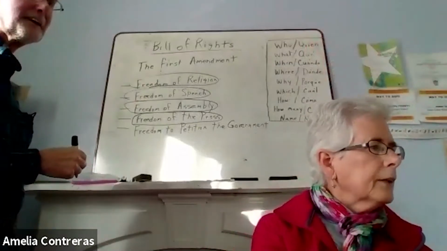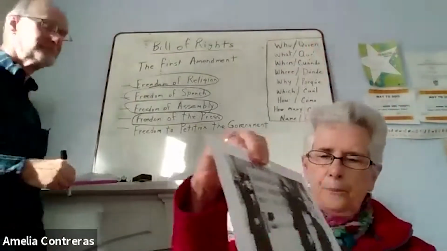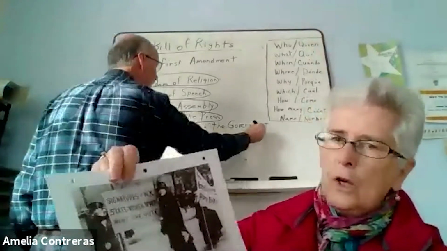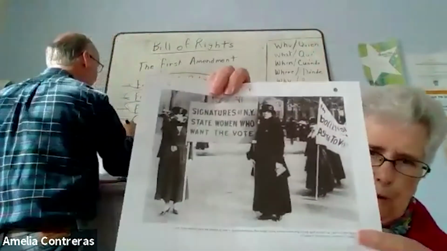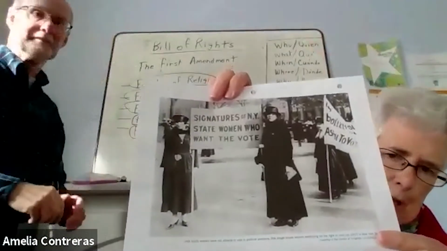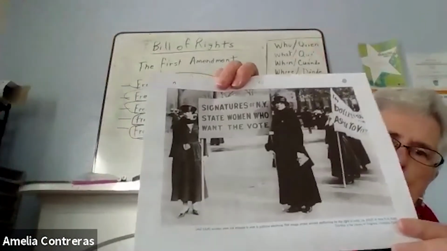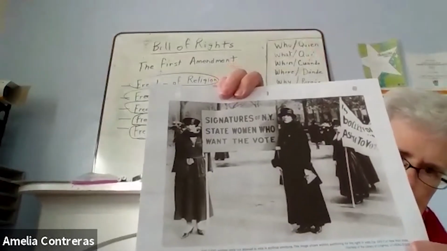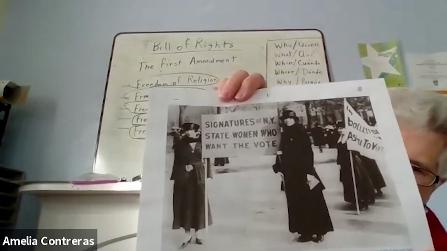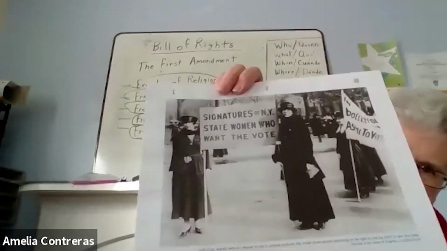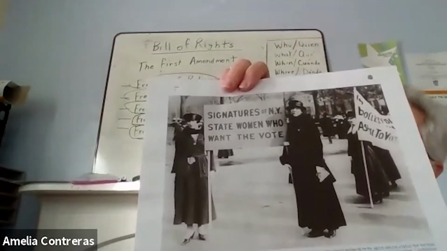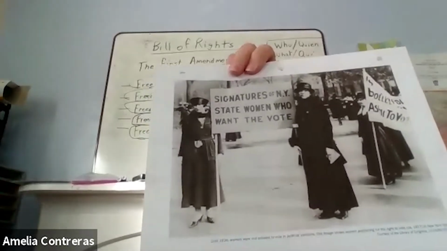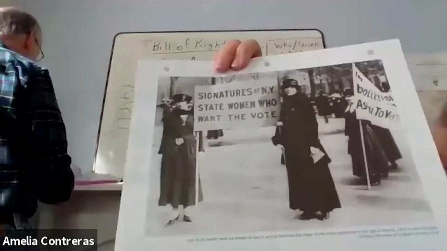And then finally, we have the women who were fighting for the right to vote. 100 years ago in 1920, women were finally able to vote. But before that time, they had many, many years of marches and different kinds of peaceful assemblies to let men know that they were able to vote too.